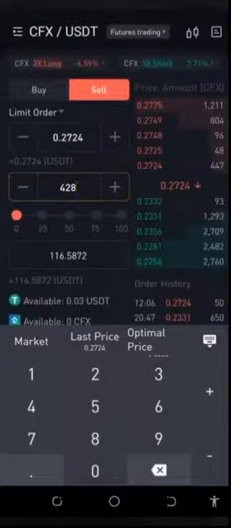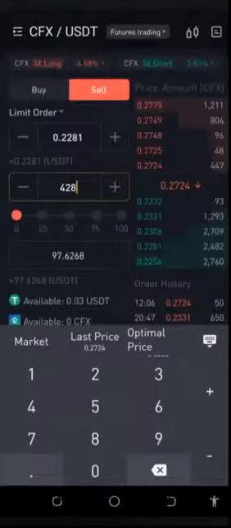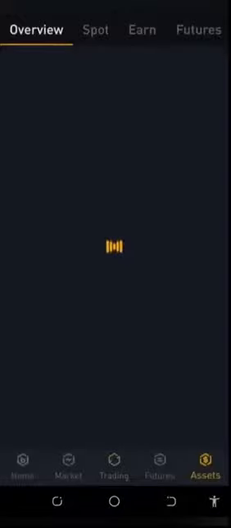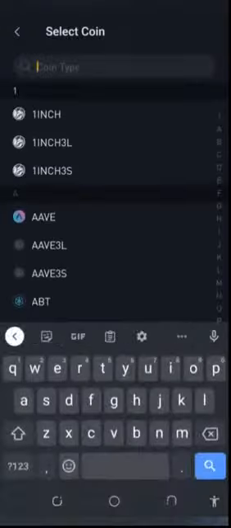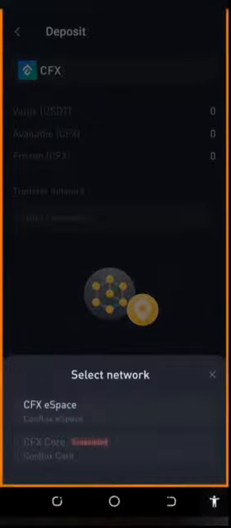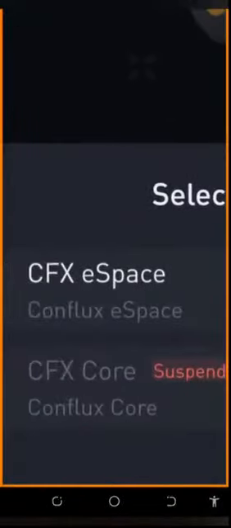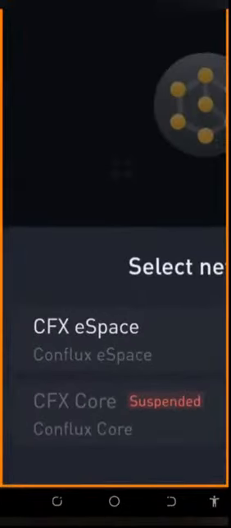But first off, we need to check also the network, the deposit networks, the withdrawal networks, and all of those. So now, since we're here on Buy True, let us check the deposit network. Let's see what it is to deposit CFX. Yes, CFX. I'm just going to click on that. What are we seeing here? We're seeing Conflux eSpace and Conflux Core. Conflux Core is suspended while Conflux eSpace is available.